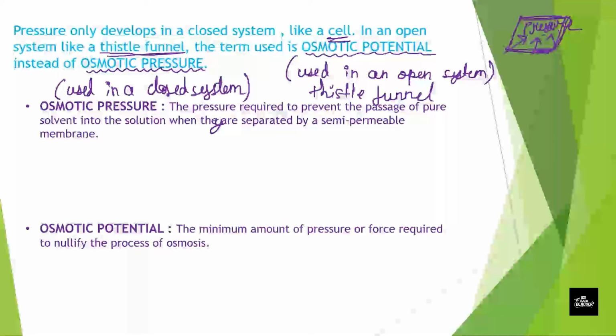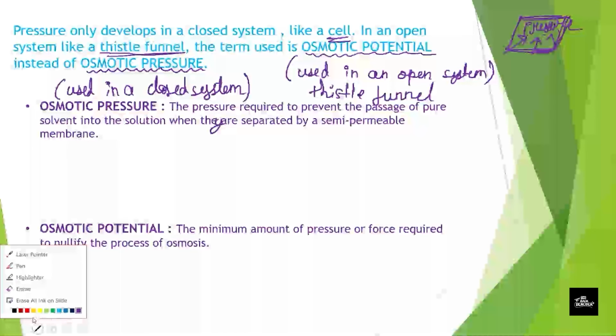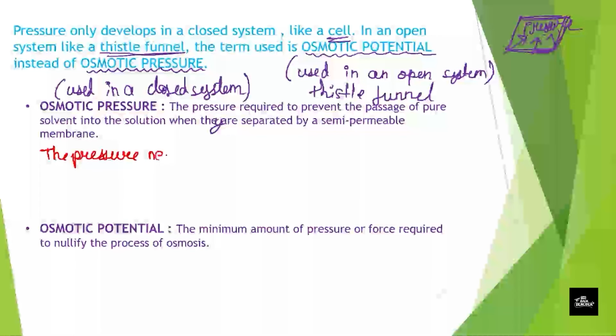You can define osmotic pressure in another way. Let me write that definition for you all. You can simply use the definition of osmosis to define osmotic pressure. So what we are going to write is: the pressure needed. In our own language, we are going to write this definition.